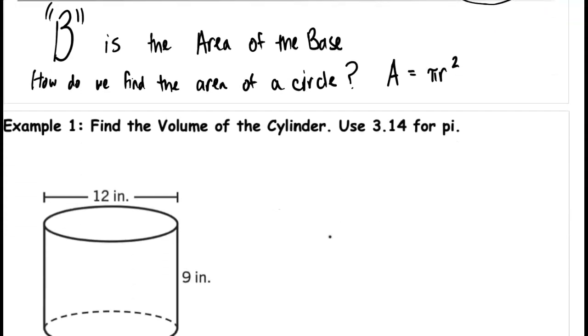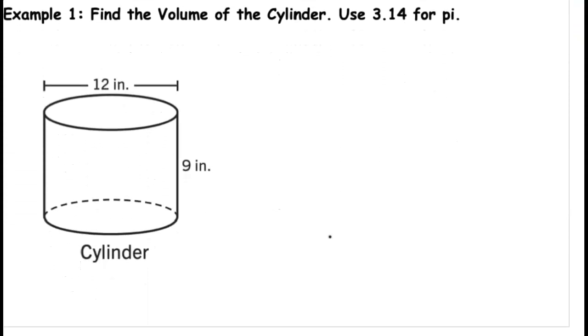All right, let's go ahead and practice. Example 1, find the volume of the cylinder and use 3.14 for pi. So I can see right here that I have a cylinder. I need to go ahead and notice what's going on in my diagram right here. Obviously, I can see that it is a cylinder, but they're giving me a dimension right here, which is 12 inches. Now, this dimension is not telling me the area of the base.